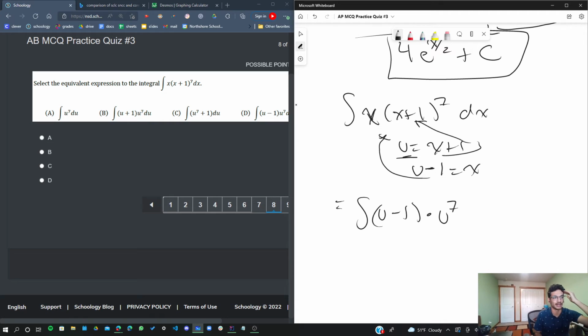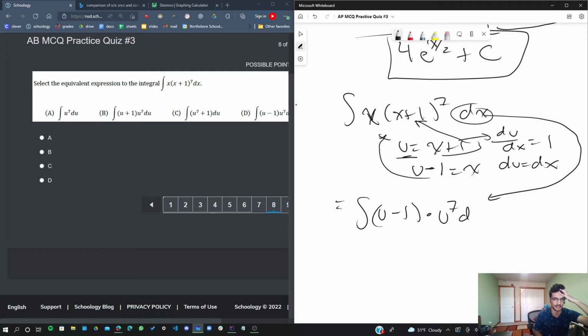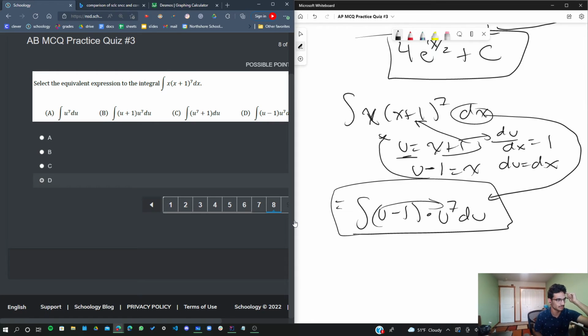And then, what is it? U is equal to x plus 1, right? So then du dx is equal to just 1. And then if you do clever multiplication, you get du is equal to dx. So then, instead of dx, you can just say du right there. So this is what they're trying to get at. And then you can expand this, and you can do a bunch of stuff that way. So that's going to be d right there.